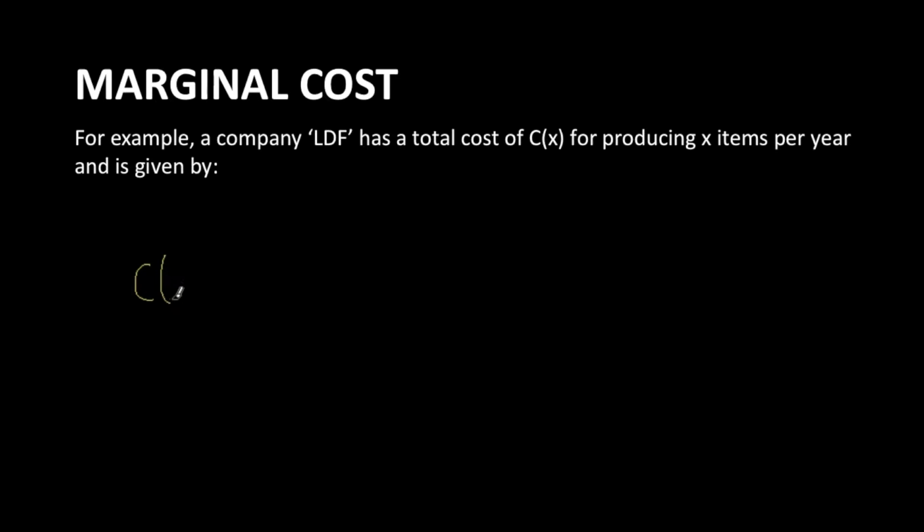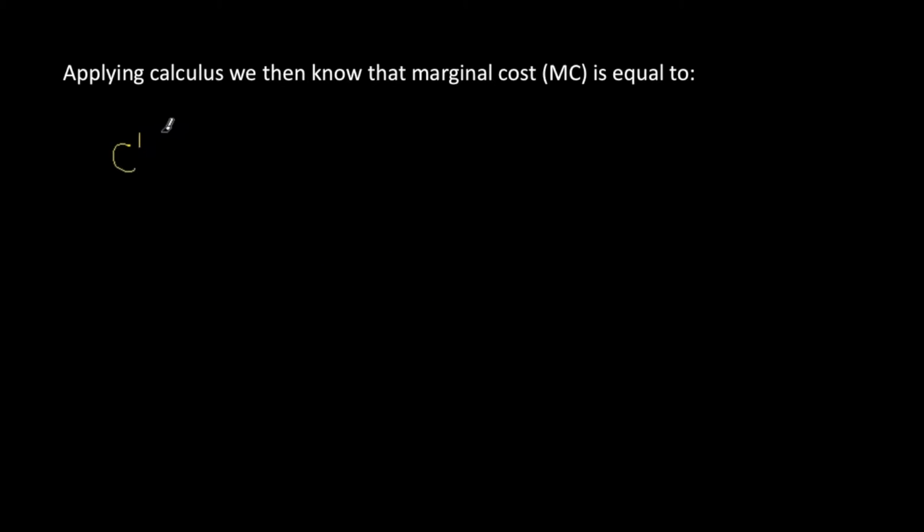For example, company LDF's total cost for producing x items per year is given by 6 plus the square root of 4x plus 4. Applying calculus, we then know that the marginal cost is equal to 2 over the square root of 4x plus 4.